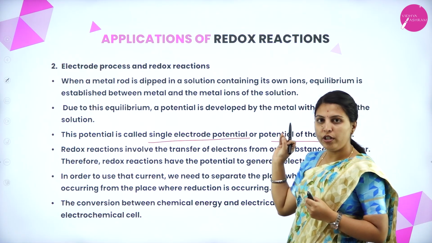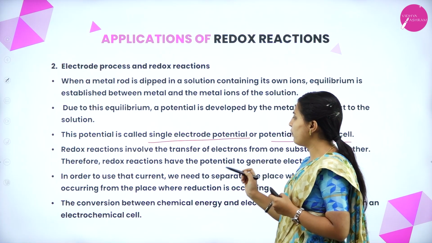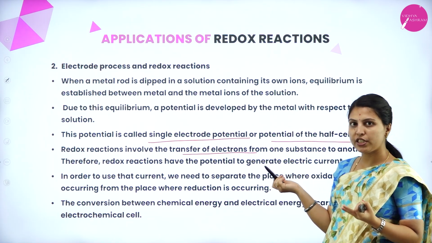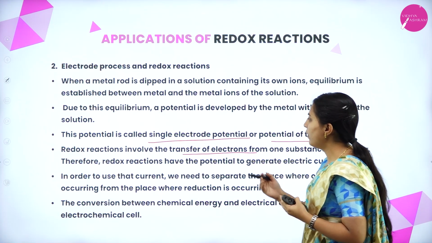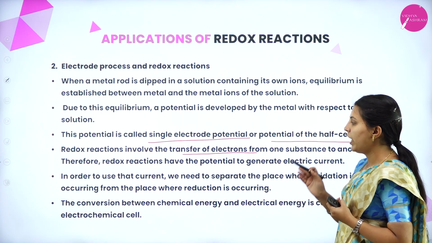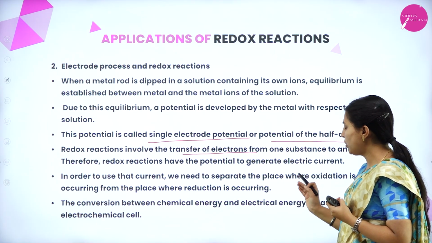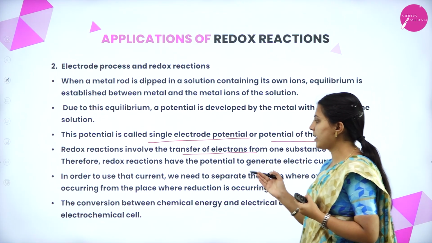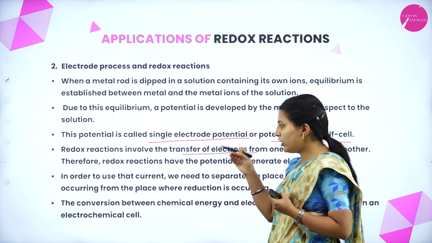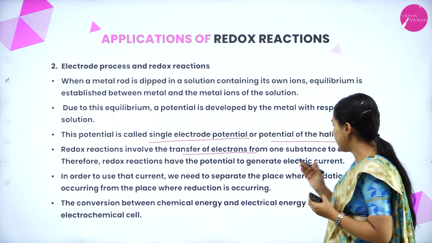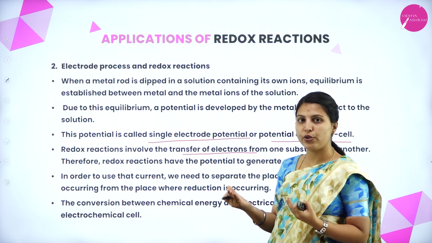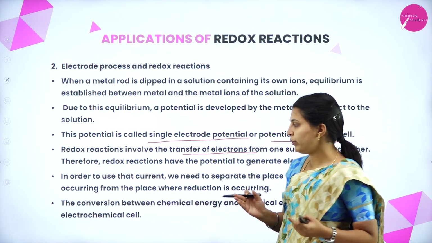and that potential will be called single electrode potential. Redox reactions involve the transfer of electrons from one substance to another. Usually redox reaction means involvement of electrons. Therefore, redox reactions have the potential to generate electric current. In order to use that current, we need to separate the place where oxidation is occurring from the place where reduction is occurring. So, we have to separate them.